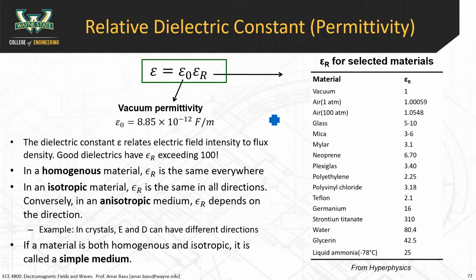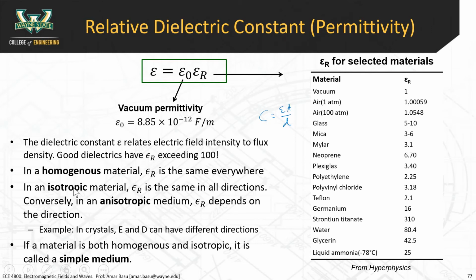C, if you recall, for a parallel plate capacitor, C is equal to epsilon A over d. So if you want to build large capacitors, you choose a material with a high dielectric constant, a large area, and a small gap between the electrodes. This is one of the knobs that you have to work with as an engineer. All right, so good dielectrics have E sub r exceeding 100.